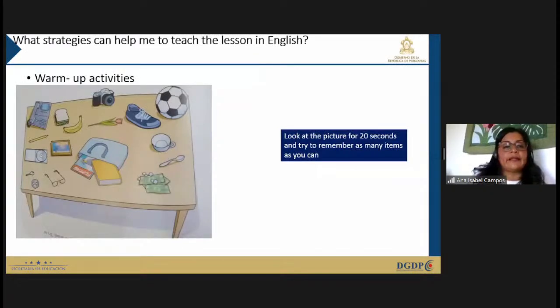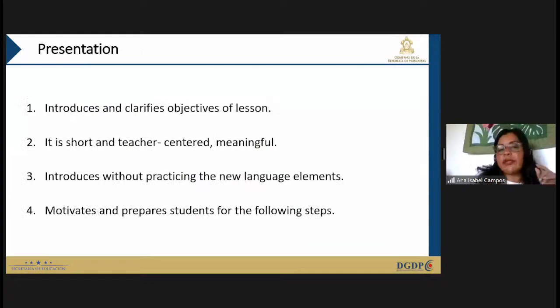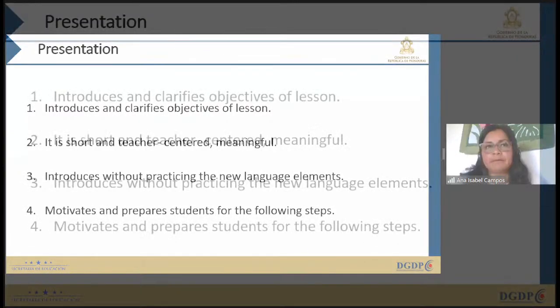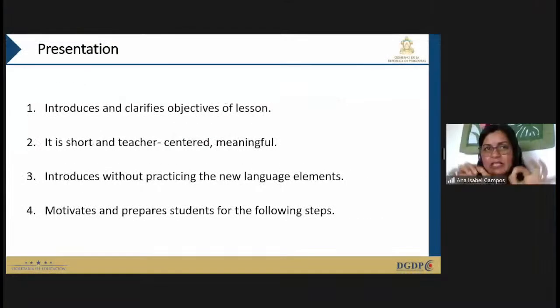All right, let's see where I am. All right, here in the presentation. This is very important. We have to introduce the goals, the objectives of the lesson. Remember that the students need to know what they are going to do. So share the goal with the learner. Make the learner responsible for his or her own learning. So clarify objectives, right? Then you begin your presentation, which has to be short.